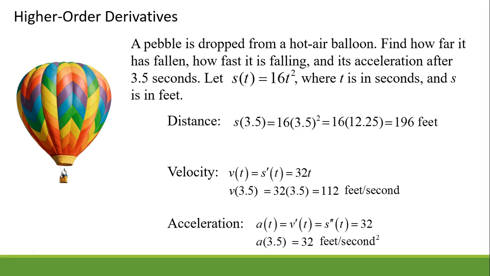It's not surprising that our acceleration function is a constant because gravity is what causes acceleration. And gravity will accelerate objects at a constant rate of 32 feet per second per second.